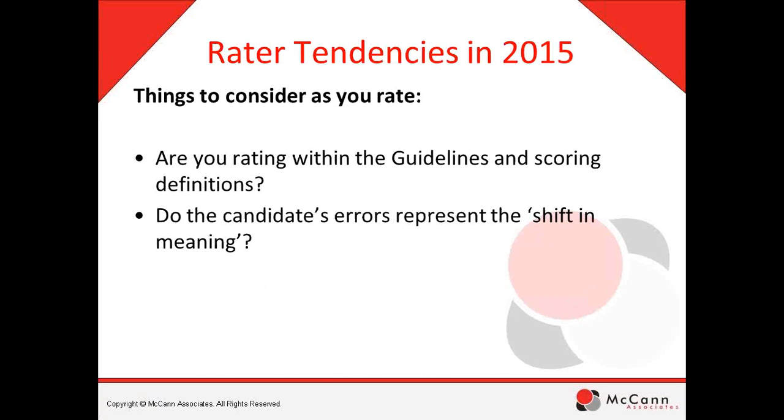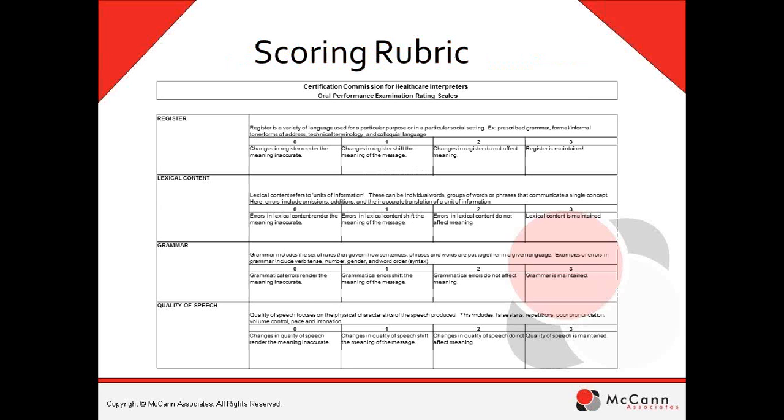Now, some things to consider as you rate. Are you as a rater rating within the guidelines and the well-defined scoring definitions? And do the candidate's errors really represent a shift in meaning? Now, a good way to ensure that we have a good understanding of all this and that we are rating within guidelines and scoring definitions is a review of our scoring rubric. The rubric has not changed since the launch of the test back in early 2012. And we're going to go through here the usual 4 scoring domains and the 4 score points within each of the domains.